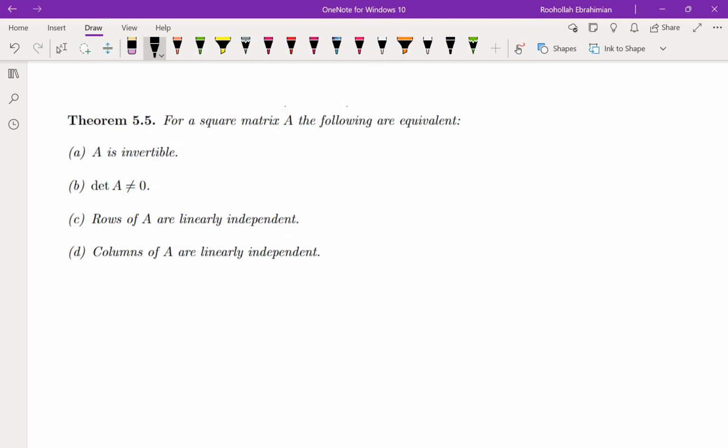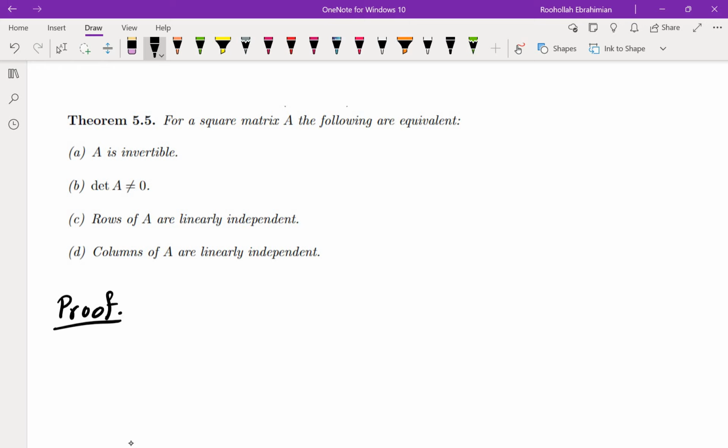Okay, let's now look at this important theorem. This theorem tells us when a matrix is invertible. It says the following are equivalent: A is invertible, the determinant of A is non-zero, the rows of A are linearly independent, and the columns of A are linearly independent. These four things are equivalent. What does that mean? It means if one of them is true, then the other ones are also true.